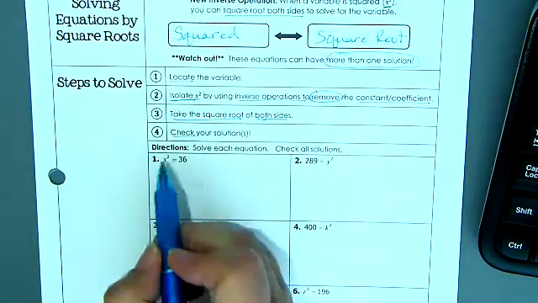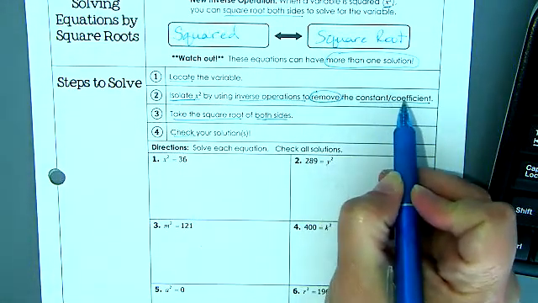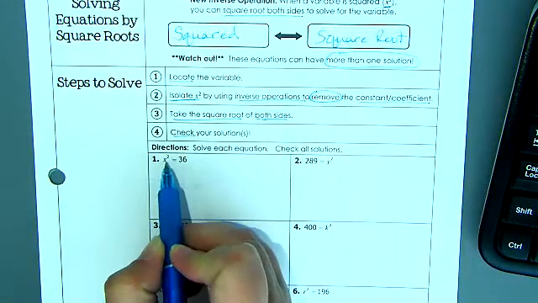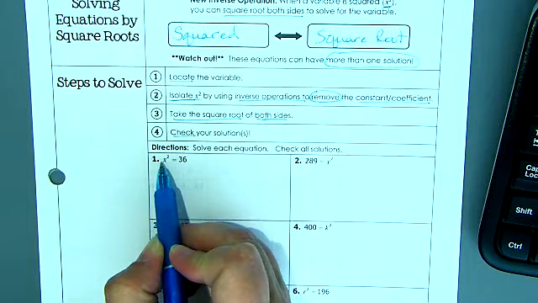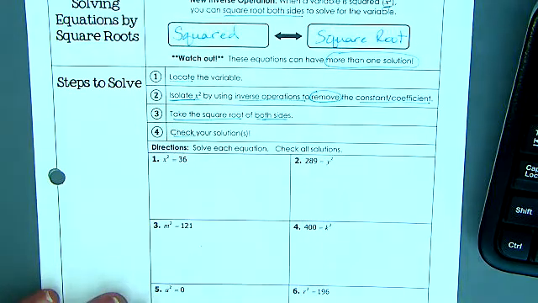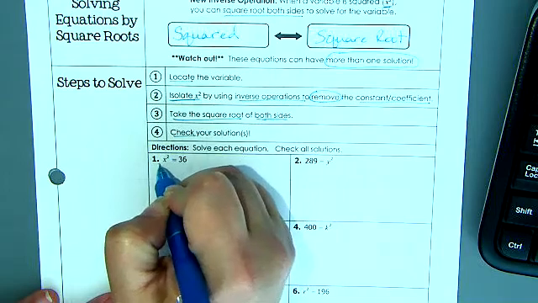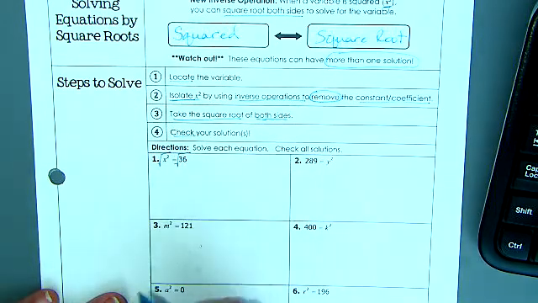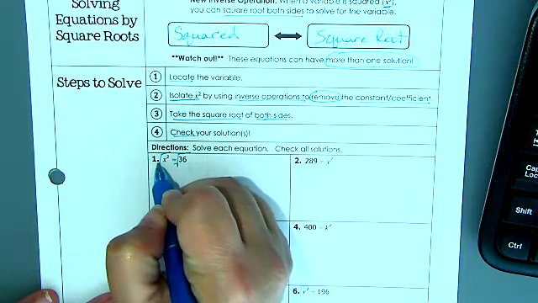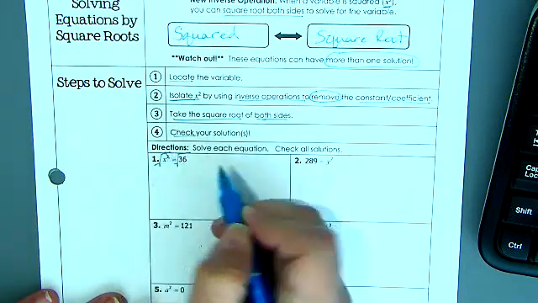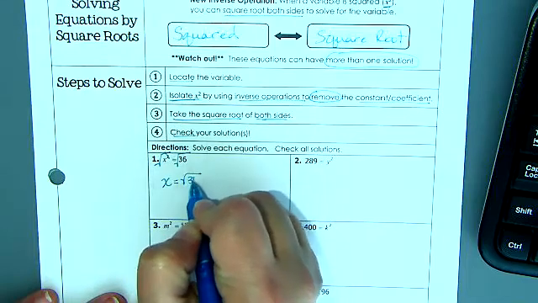First thing I do, there's the variable. I'll look to see, does it have a constant or a coefficient? Doesn't have anything added or subtracted to it. It doesn't have a number in front of the x squared other than the one that's understood to be there. So I'm now at the point where I do step 3. I take the square root of both sides. So when I take the square root of both sides, I now end up with, because the squared and the square root cancel one another out, I'm left with x equals the square root of 36.